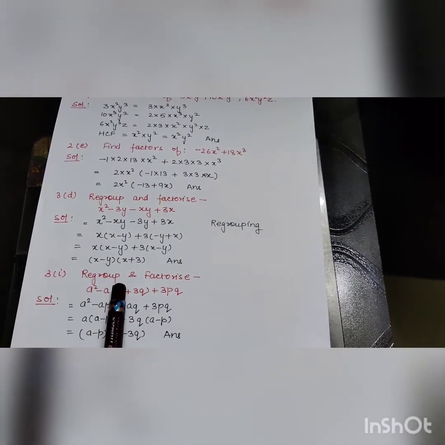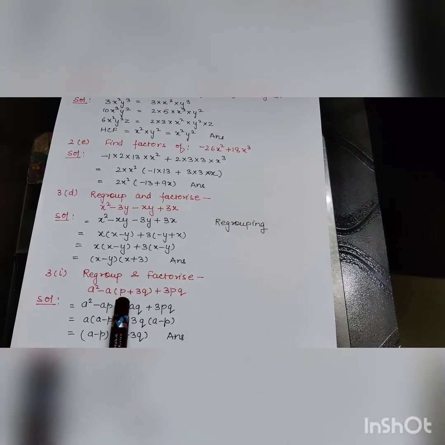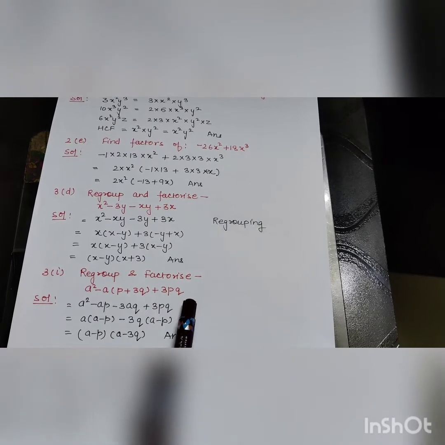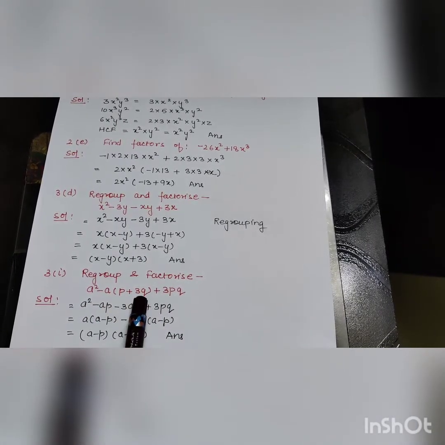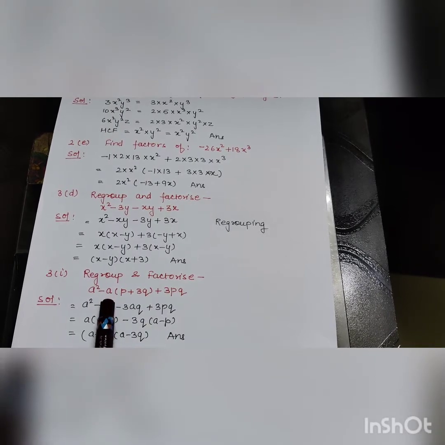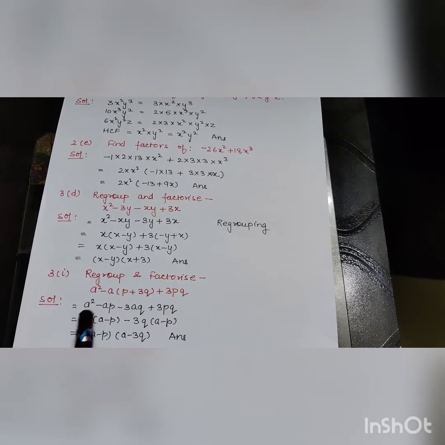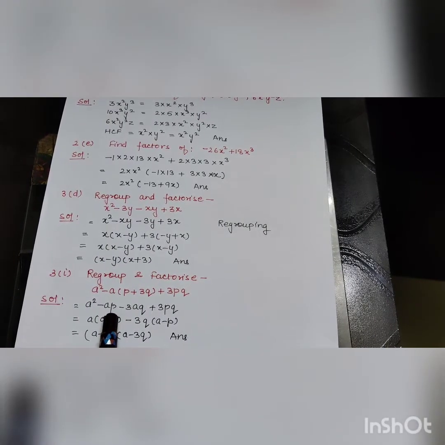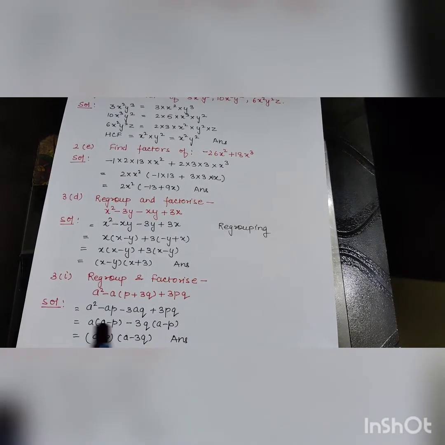Third, I part, regroup and factorize. So this is the expression a square minus a into p plus 3q plus 3pq. Here you can see that already there is a bracket. Firstly, we need to open this bracket. So multiply a with p and with 3q. So a square minus a into p is minus ap, minus a into 3q is minus 3aq, plus 3pq.